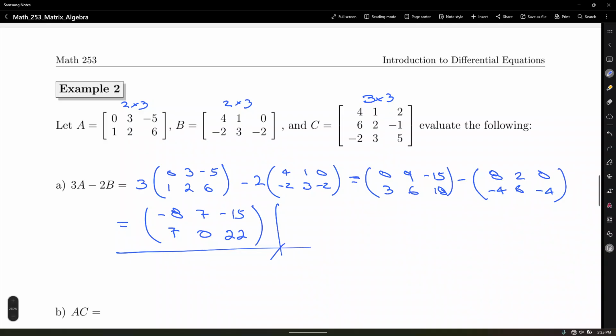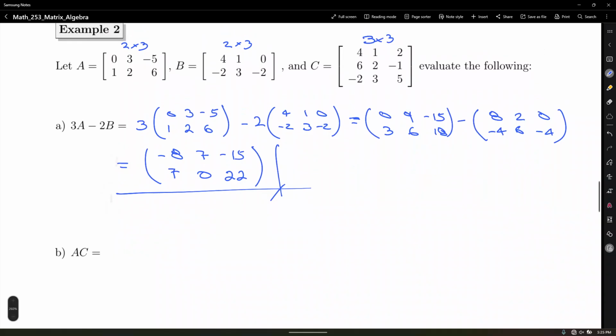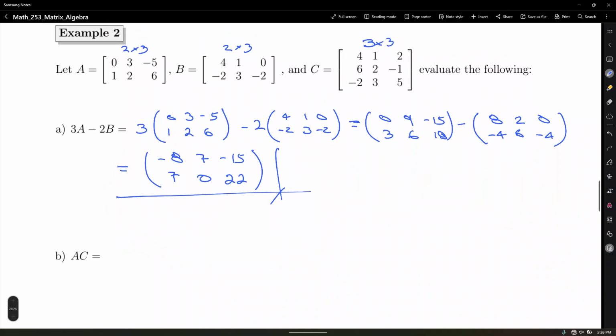That was letter A. What about letter B? A times C. So what do we have in this order? Again, the order of the product between two matrices actually matters. So A times C. We're going to multiply what is that? 0, 3, negative 5, 1, 2, 6, and we're going to multiply that with C, which is 4, 1, 2, 6, 2, negative 1, negative 2, 3, 5.